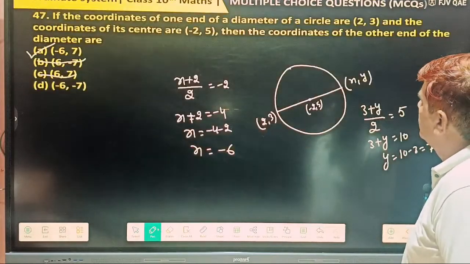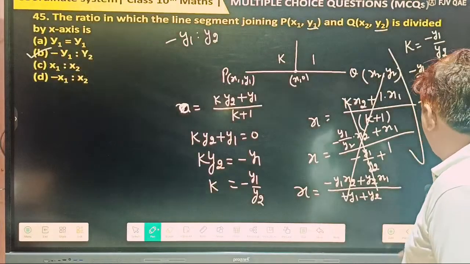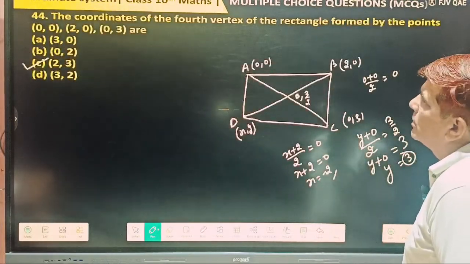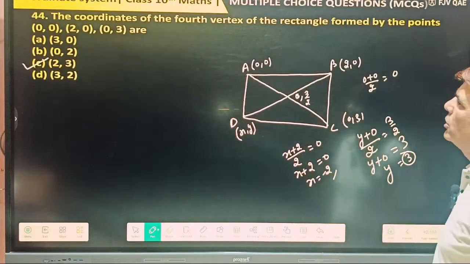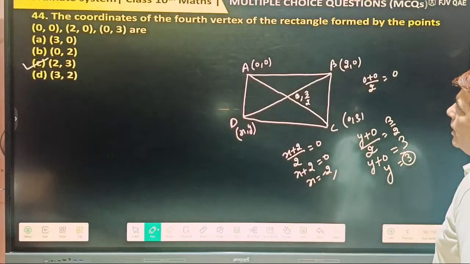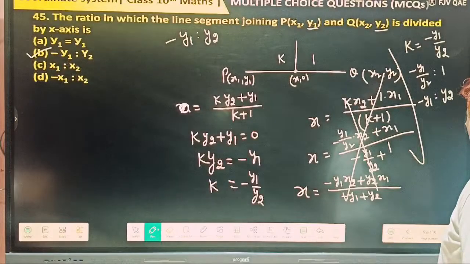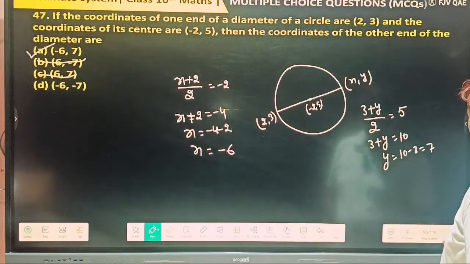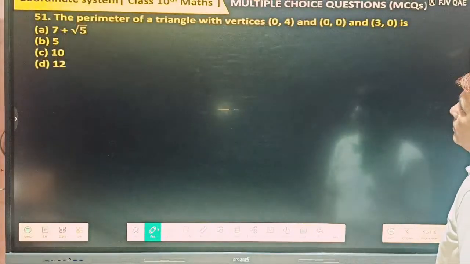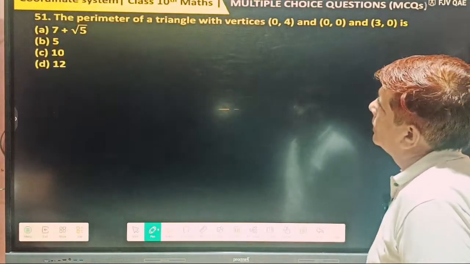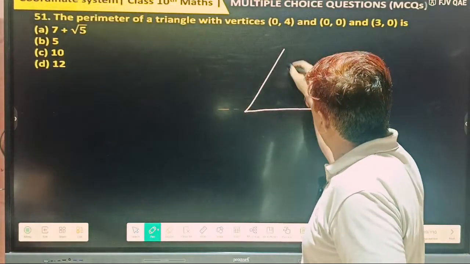This one, this one. So I told its answer. You can apply here also. Here also we can apply this method. Then also we can easily find out the perimeter of the triangle whose vertices are these.